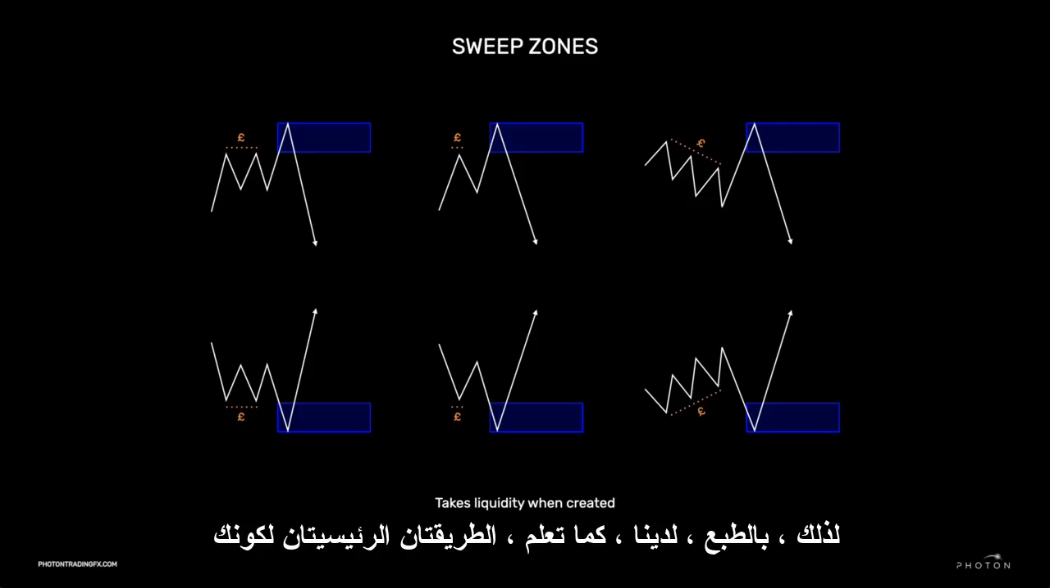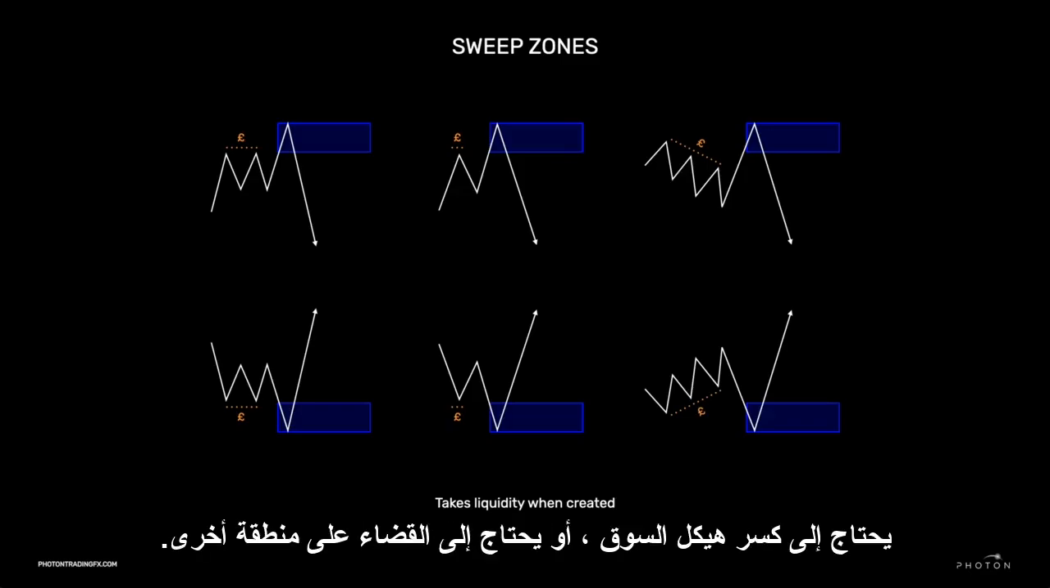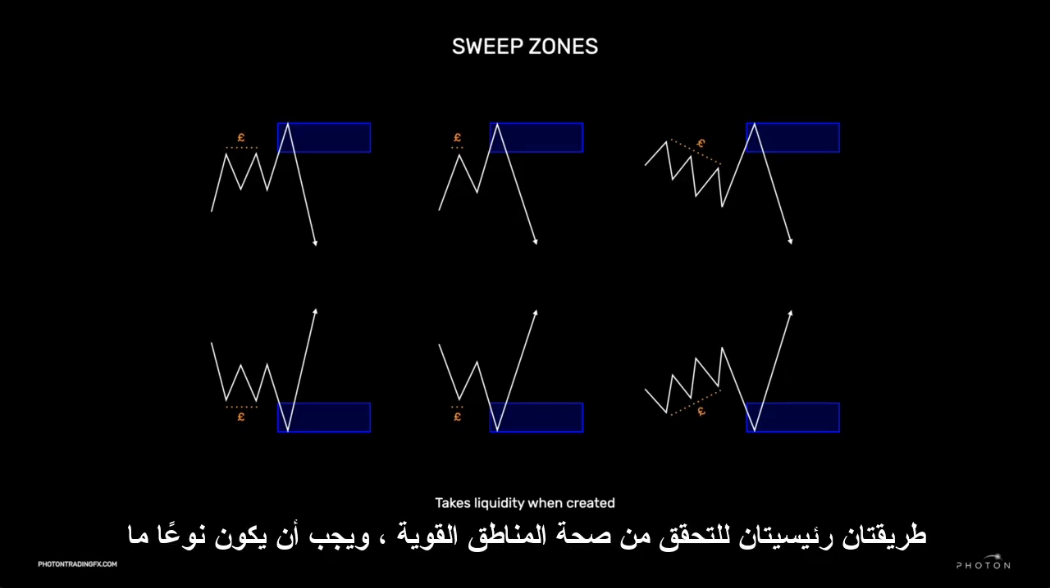So of course we have the two main methods for validating what a strong zone is. Can you remember what those are? A zone either needs to break market structure or it needs to take out another zone, right? So we have structural zones and we have flip zones. Those are the two main methods for validating strong zones.